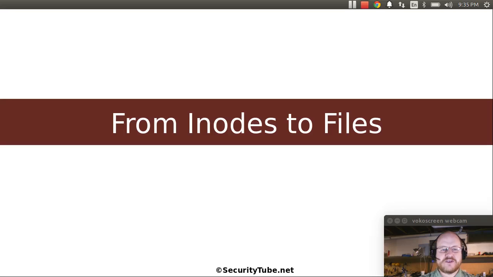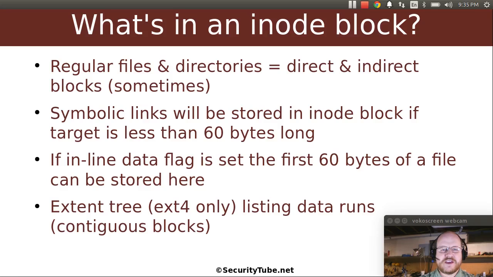In this video, we're going to talk about how we go from an inode to a file that it represents. So we're going to start out by talking about the inode block. In the inode, we have a block, and often we'll hear people talk about this block, and they will say it is a block of 15 pointers. Now, it is more correct to say that it is 60 bytes of data.